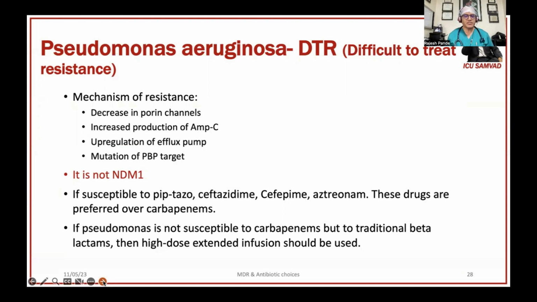If susceptible to piperacillin-tazobactam, ceftazidime, cefepime, or aztreonam, these drugs are preferred over carbapenems. If Pseudomonas is not susceptible to carbapenems but is susceptible to traditional beta-lactams, then high-dose extended infusion should be used.